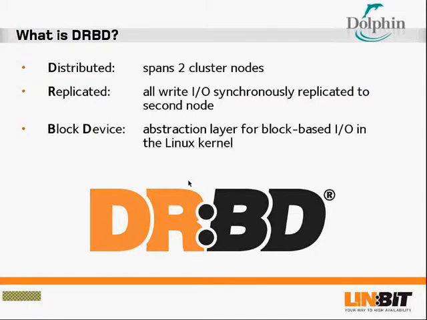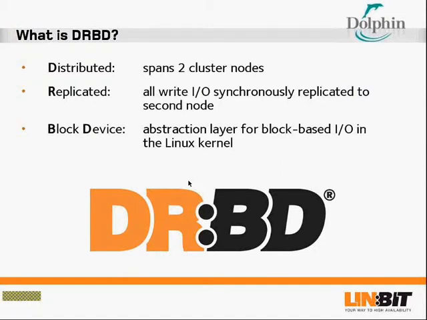The replicated part means that all write I/O that's written to the device is synchronously replicated to the second node. This is the core of what provides the storage high availability in DRBD, and what that means in detail is what I'm going to get to in just a few seconds. And distributed means that it always spans 2 cluster nodes.